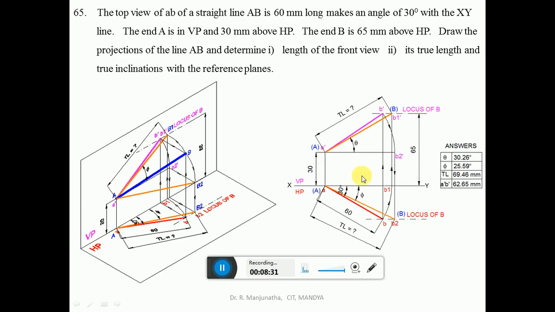Since you know the top view and the front view have a locus, from b you draw a vertical projector to the front view such that it cuts the locus of B in the front view. Since it is b, this point becomes b dash. Then join a dash b dash with a dark line. So this is going to be the front view. Then you measure the inclination and the length of this line, that is, the length of the front view we need to find out.